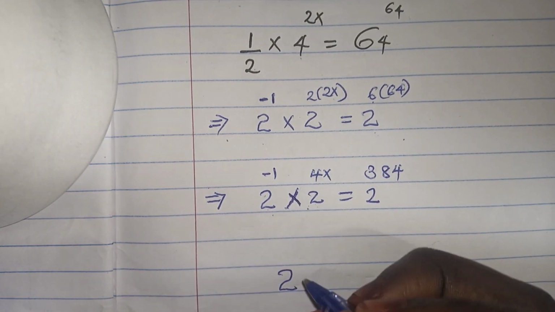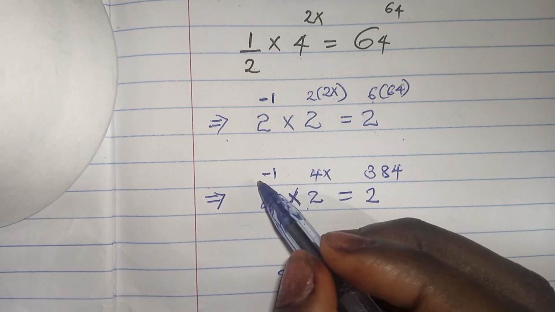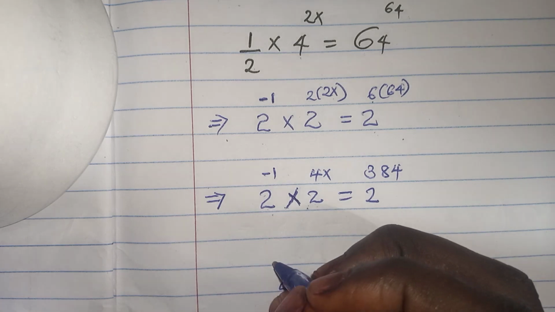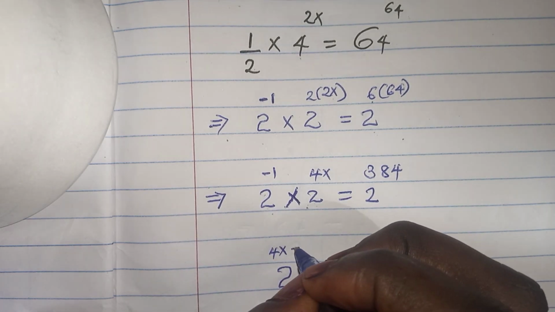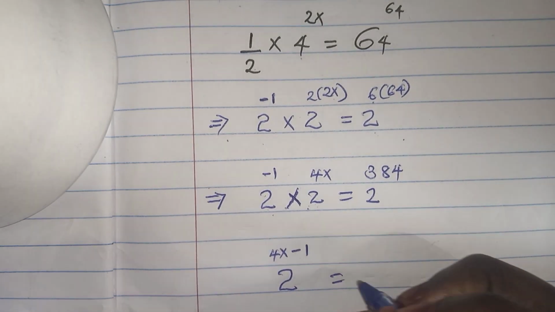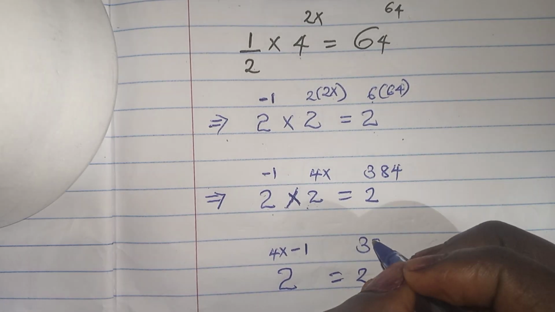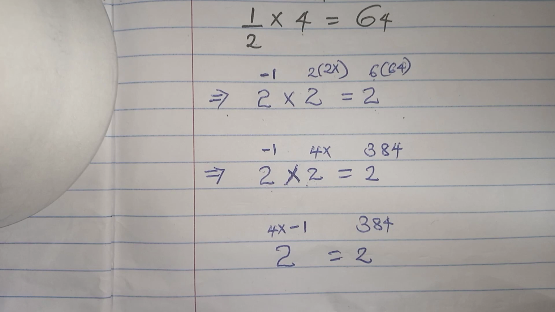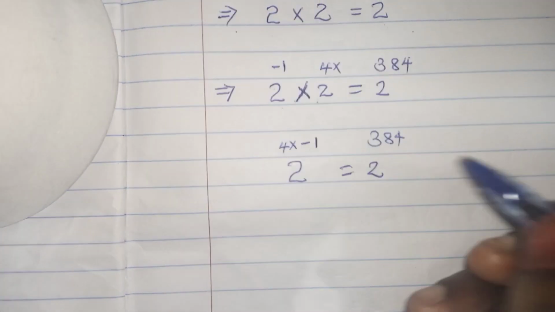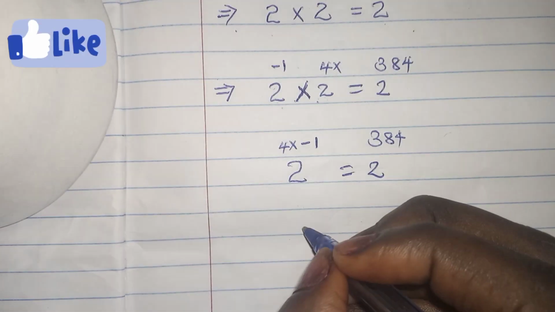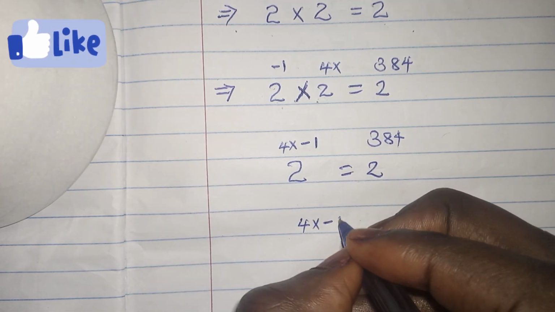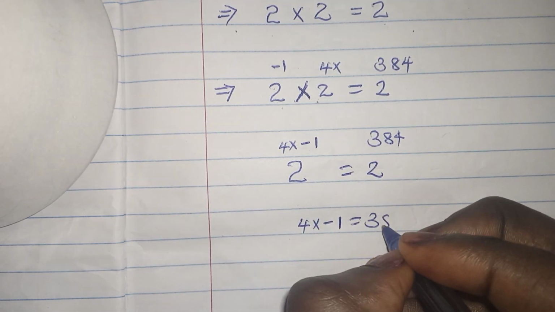So I will write 2 to the power of 4x plus -1. This is 4x minus 1, is equal to 2 to the power of 384. So my next step, my bases are the same, drop them and equate the powers. 4x minus 1 is equal to 384.